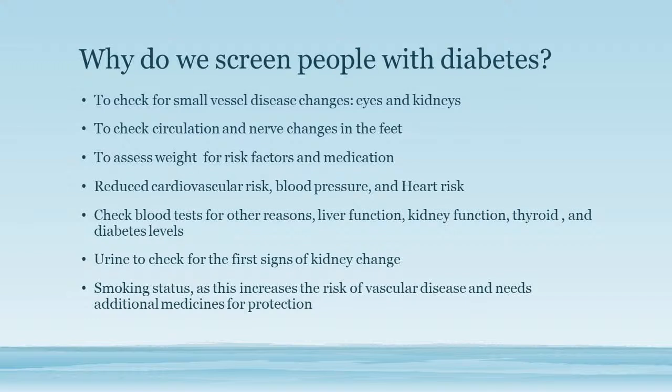And obviously looking at heart risk. So that's things like your cholesterol, the urine I mentioned a bit earlier, and then smoking status. Smoking status is important, because if you smoke, then you need medication to protect your heart. So you need to be on cholesterol tablets. You need to have good blood pressure as well. So that was the first slide on why we need to screen patients.